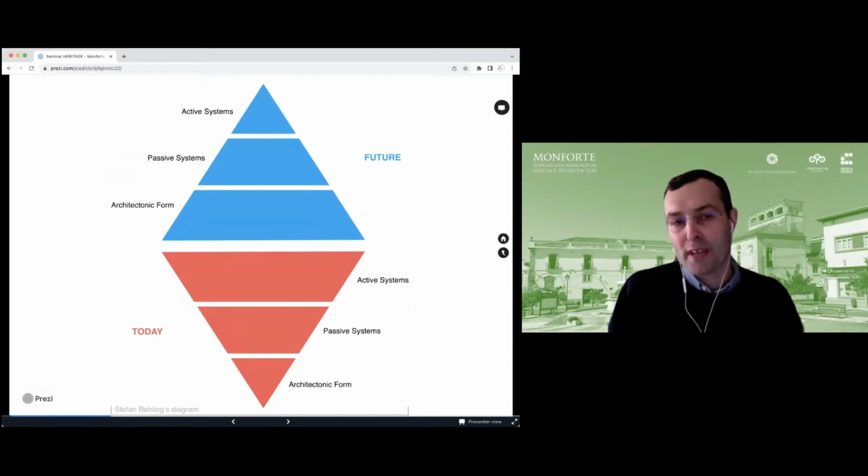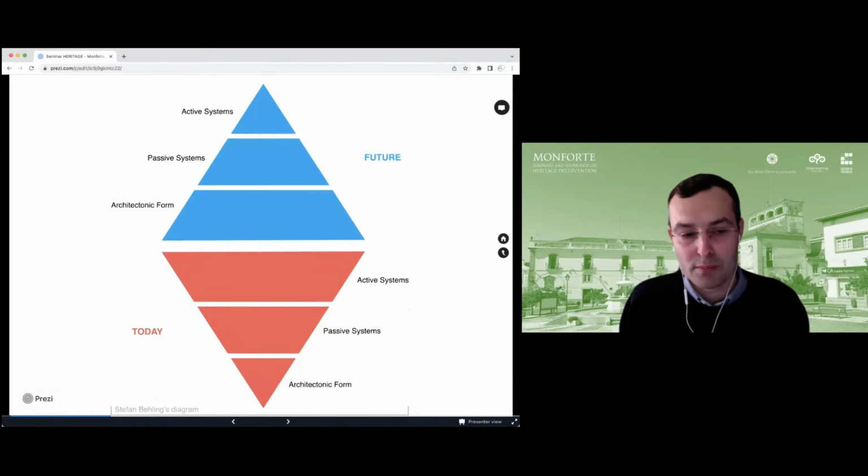On the topic of energy, this is a diagram developed by Stefan Behling from the Foster and Partners office, and he proposed this definition of sustainability based on three items: architectonic form, passive systems, and active systems. He says that today we give too much importance to the active systems, so the building depends on them to operate. In the future, that we now call the present, we have to invert this triangle and put more emphasis on architectonic form.